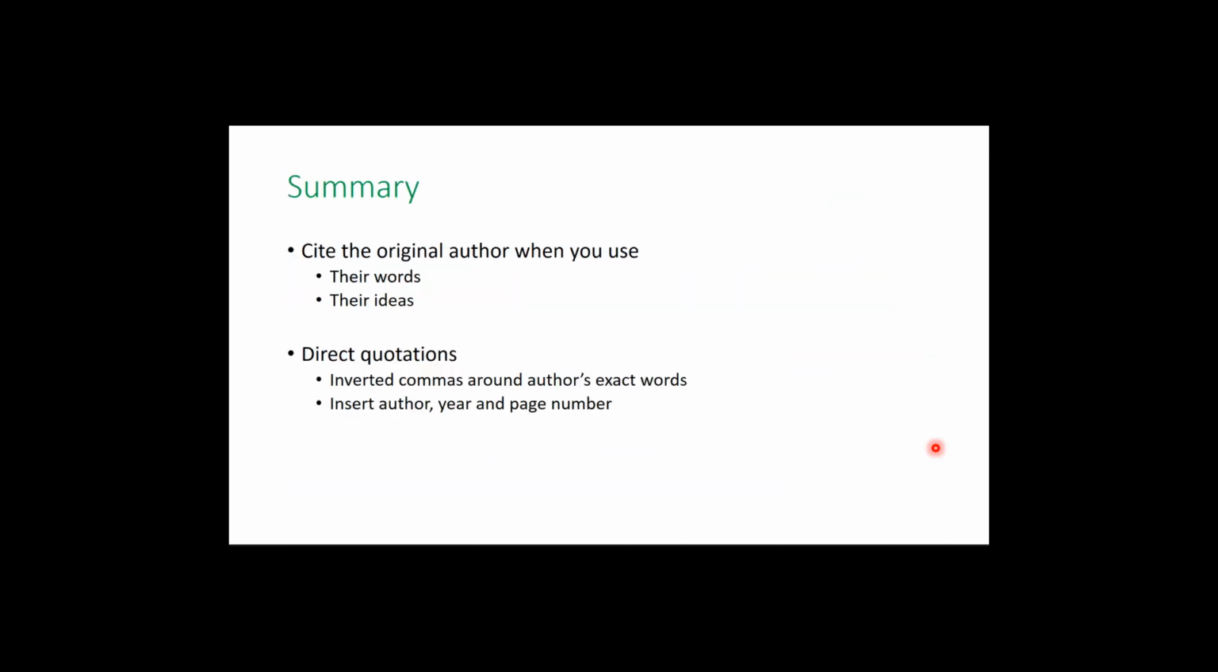So in summary, you need to cite the original author whenever you use their words and ideas. And to indicate that it's the words of another author, you must use direct quotations. You show this by using inverted commas around the exact words and use the author, year, and page number.